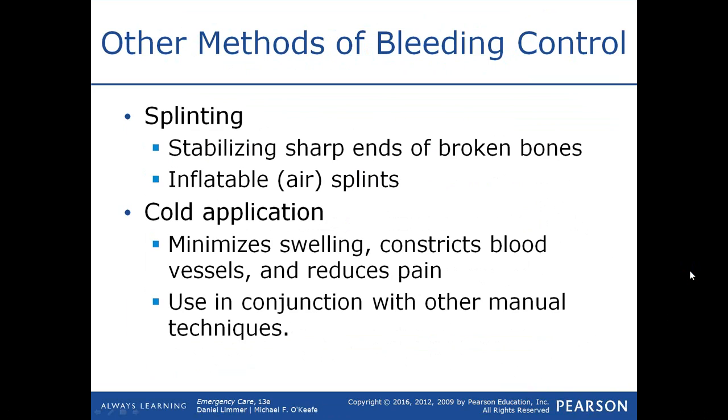Cold. Now, remember we said that cold, hypothermia, increases bleeding, and it does. When you have whole body hypothermia, when your entire body temperature is low, it affects your platelets' ability to clot blood. But if you've got a small wound and you want to put an ice pack or a cold compress over that, it will constrict the blood vessels. It will help control bleeding, minimize swelling, and reduce pain, but you don't want to cause hypothermia.